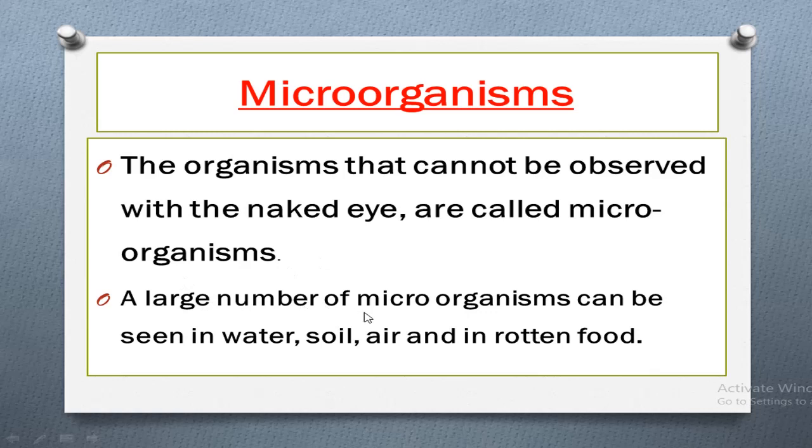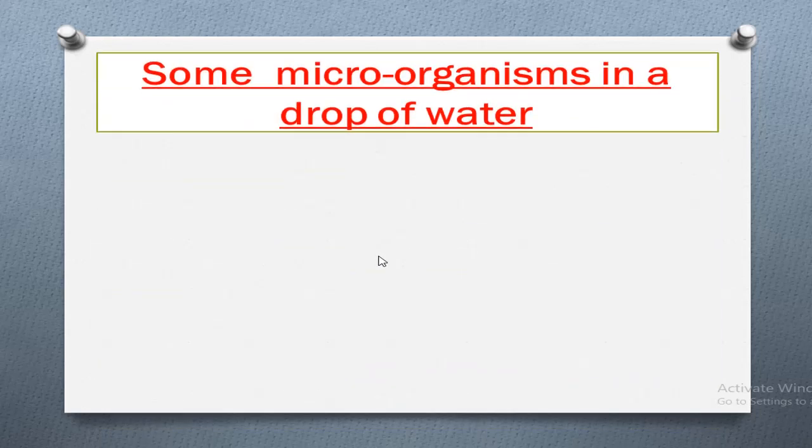Next, a large number of microorganisms can be seen in water, soil, air, and in rotten foods. Now we have learned about microorganisms. Microorganisms are the organisms that cannot be observed with the naked eye. And then we have learned that a large number of microorganisms can be seen in water, soil, air, and in rotten food.